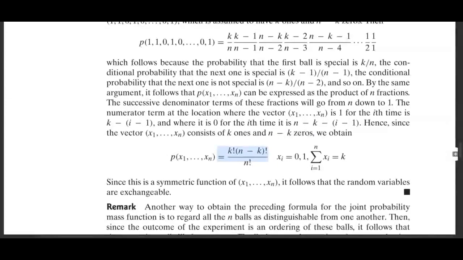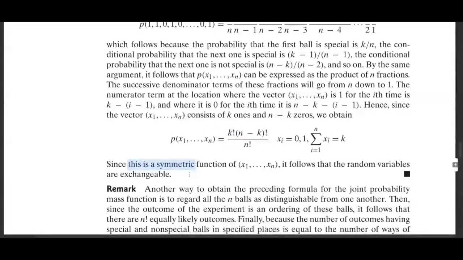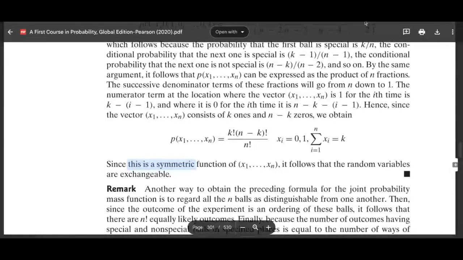Right? So what is this? We know this very well, right? Since this is a symmetric function of the vector, it follows that the random variables are exchangeable. So this is a little proof.